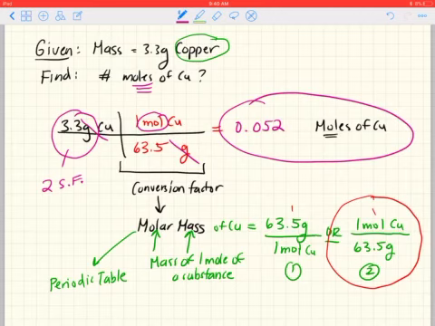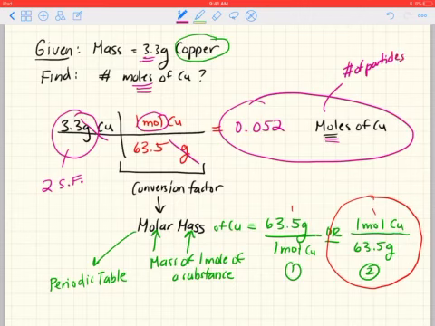All right, so here you can see how I am using the factor label method, which is an approach that you've been practicing, and applying it to a chemistry problem to convert between something that we can comprehend, which is on the mass scale, to the mole scale, which describes number of particles.